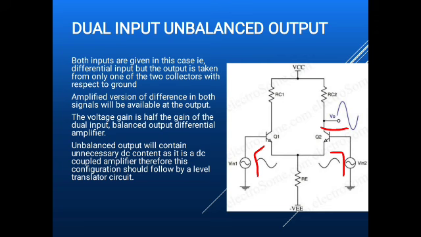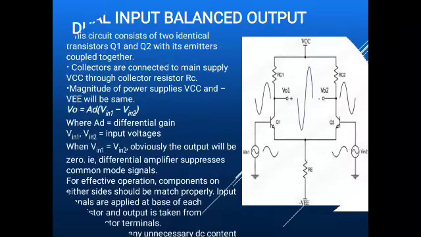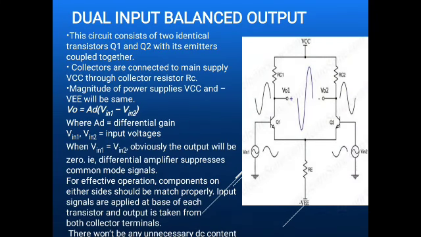Since you are giving unbalanced output, there will be some DC components. So you have to give another one transistor circuit to avoid the DC output. Okay, next we are going to discuss dual input balanced output. Here we are giving two inputs and we are taking the output between two transistors. So we are getting that balanced output. So there will be no DC components present there.